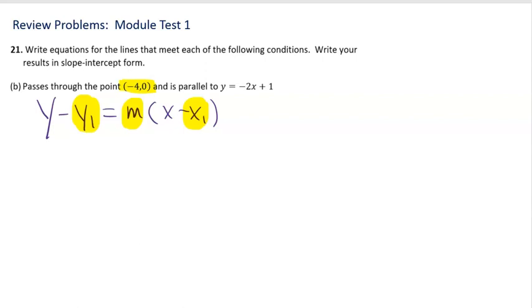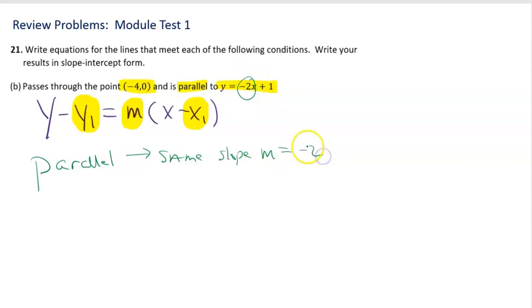But they gave us this equation over here, y equals negative 2x plus 1, to find a line parallel to that. Well, parallel means you have the same slope. So anytime it says parallel, that means use the same slope as the information they gave you. Well, the slope of that line, because it's already in y equals mx plus b form, is negative 2. So since I'm using the same slope, I want to use negative 2.